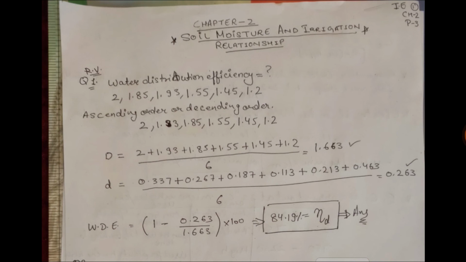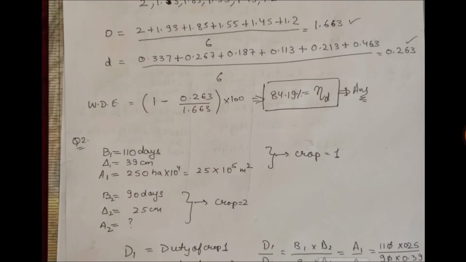We take absolute values, add them and get the average, that is small d. Now put it in the formula of water distribution efficiency, (1 - d/D) x 100, and you will get 84.919%, exactly. Check it out.